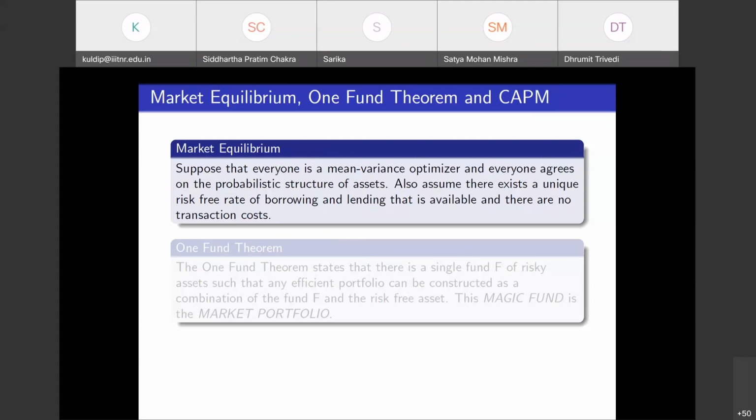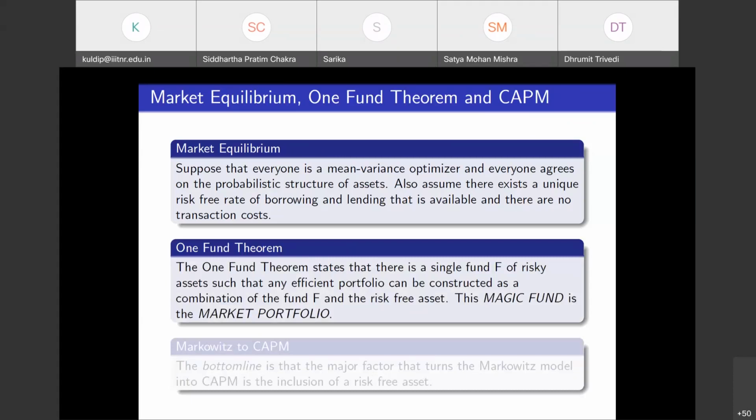But as I said, there are results where the extension of this relaxes this condition and makes it more realistic. For that, you have to look up the literature. But for the context of our discussion, we'll just focus on this assumption. Now, this brings us to a classical theorem called the One Fund Theorem. The One Fund Theorem says that there is a single fund F of risky assets such that an efficient portfolio can be constructed as a combination of this fund F and a risk-free asset. And this magic fund is known as the market portfolio.